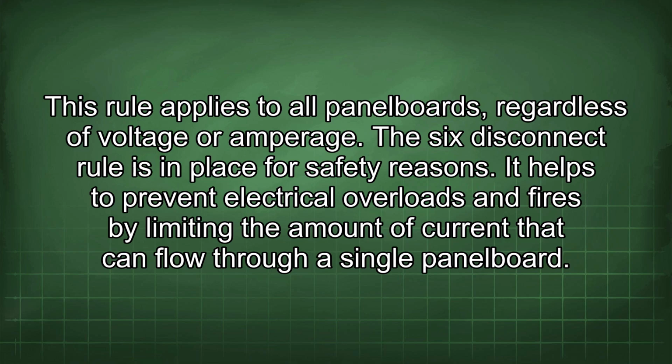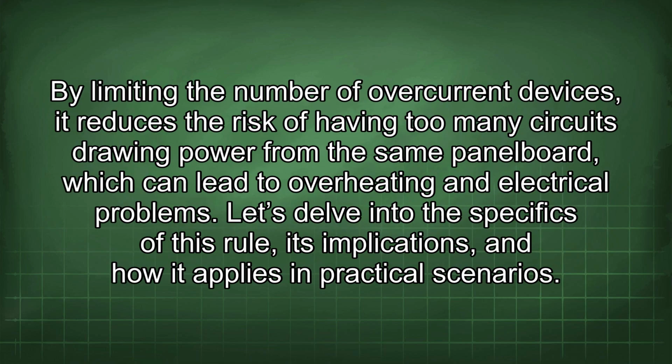The 6 disconnect rule is in place for safety reasons. It helps to prevent electrical overloads and fires by limiting the amount of current that can flow through a single panel board. By limiting the number of overcurrent devices, it reduces the risk of having too many circuits drawing power from the same panel board, which can lead to overheating and electrical problems. Let's delve into the specifics of this rule, its implications, and how it applies in practical scenarios.